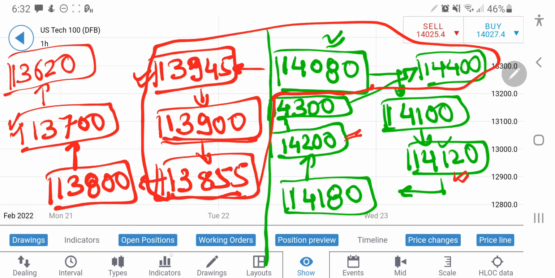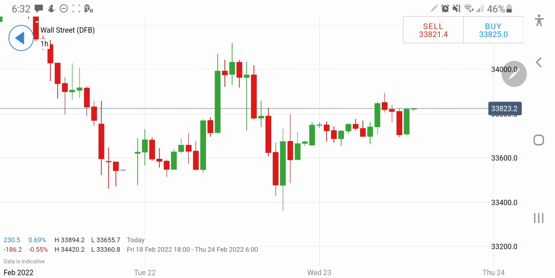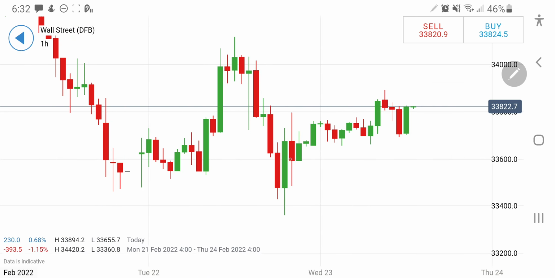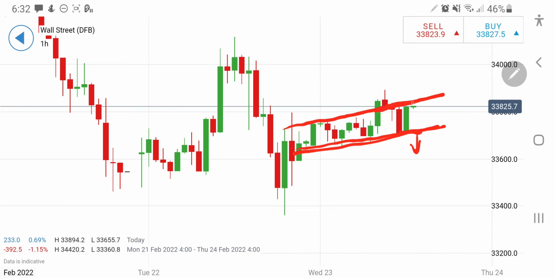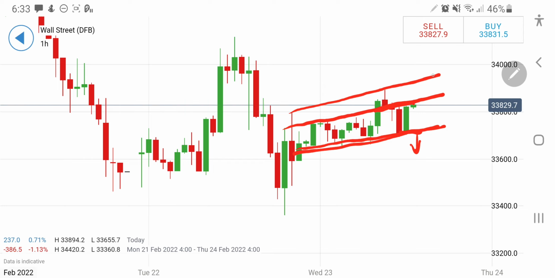Now let's have a look at US 30. This is the hourly chart for US 30. You can see higher lows is what we can expect here, and any short entries only below 33,700. Once it drops below 33,700, you can take a short entry. Else it is trying to trade in this zone. The next resistance is at around 33,850, and then it will try to hit 33,950 levels.